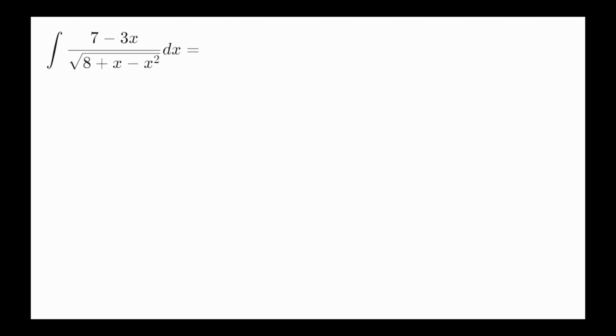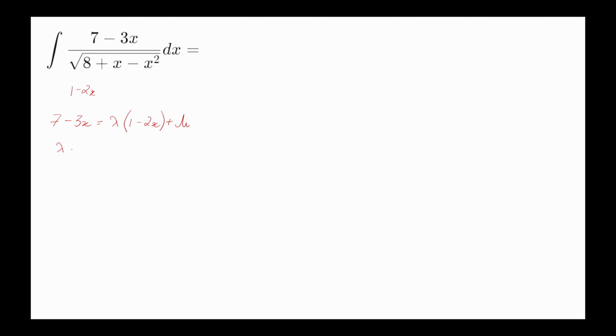So you can see we have a linear upon root under quadratic. What am I going to do? First, if I look at the differentiation of this quadratic, what is it going to be? 1 minus 2x, right? So I'm going to assume that my 7 minus 3x is equal to lambda times (1 minus 2x) plus mu. Now I'll find out my values of lambda and mu.